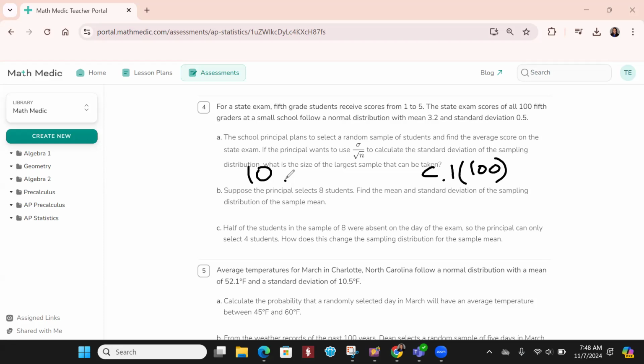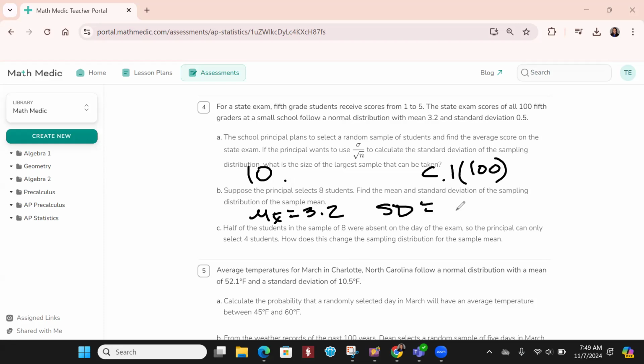Suppose the principal selects 8 students. Find the mean and the standard deviation of the sampling distribution of the sample mean. Okay, so what is the mean going to be? The same. Okay, so 3.2. Good answer. The same.